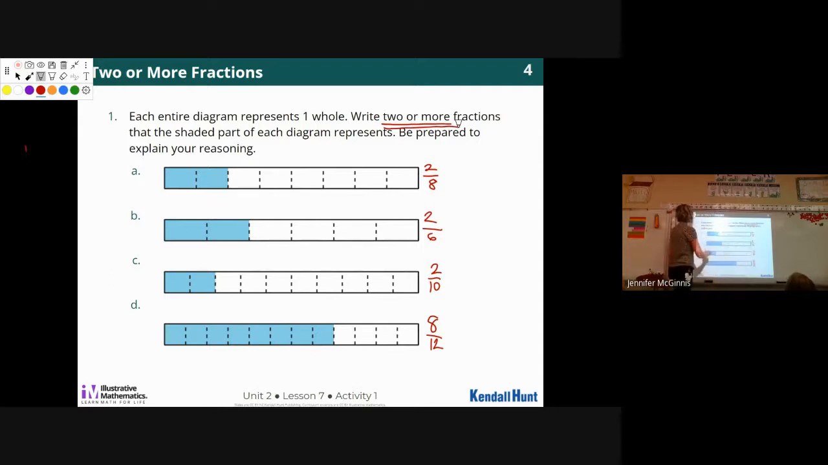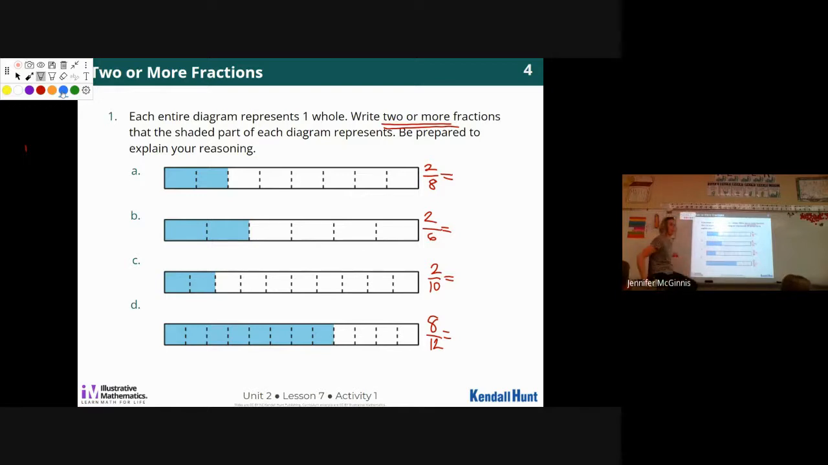What can we do to write an equivalent fraction for each of these? What could we do to write an equivalent fraction for one of these? I'm going to draw sticks because you guys are trying to not be with me. Raylan, what's something we could do? You can pick any one you want to write an equivalent fraction for.